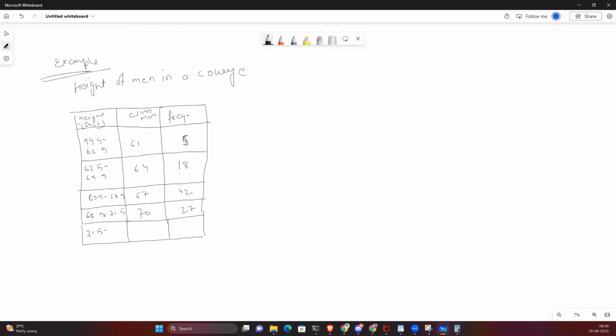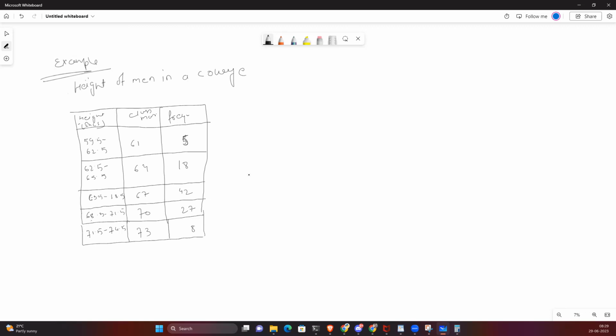71.5 से लेके 74.5. In this category, let's suppose how many data are coming? 8. Now let's draw a histogram. Let's draw a histogram. So how we can draw this thing?